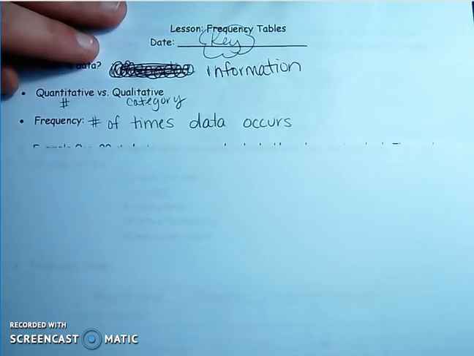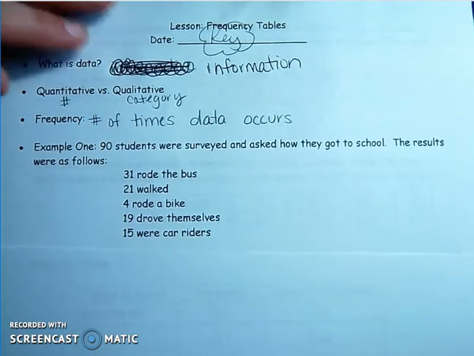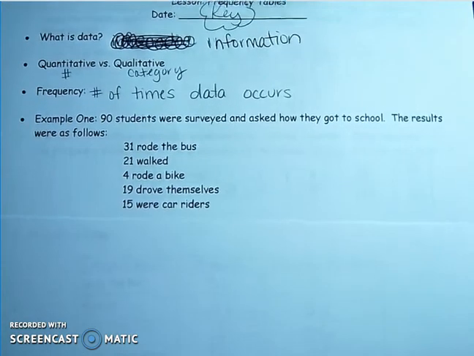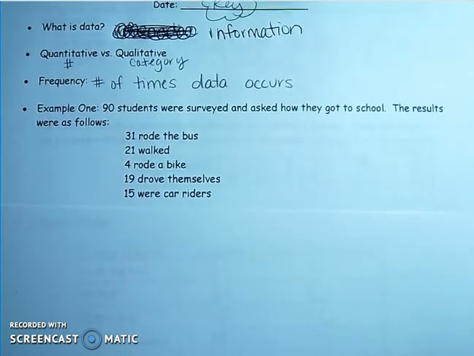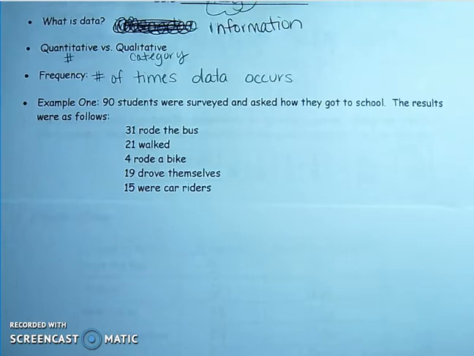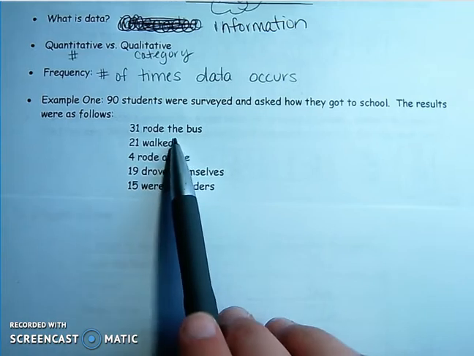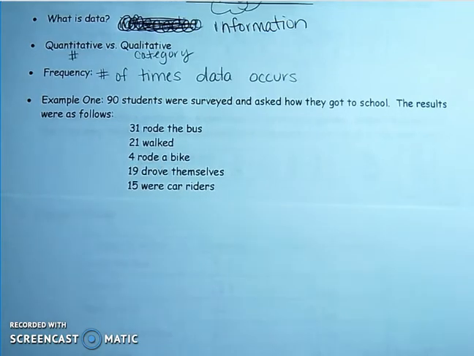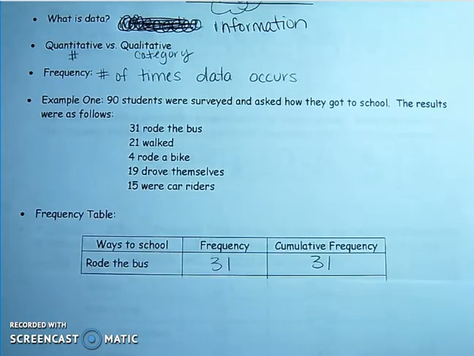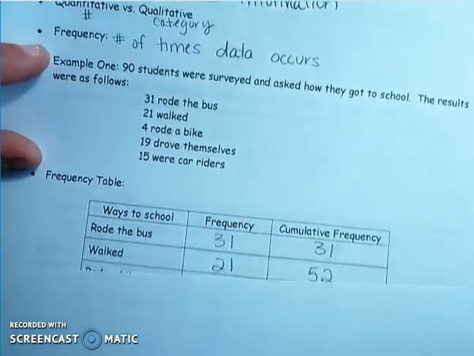So let's look at an example. There are 90 students who were surveyed and asked how they got to school. The results are as follows. 31 rode the bus, 21 walked, 4 rode a bike, 19 drove themselves, and 15 rode in a car. These are all qualitative pieces of information with quantities attached to them. We can create a frequency table of this information.